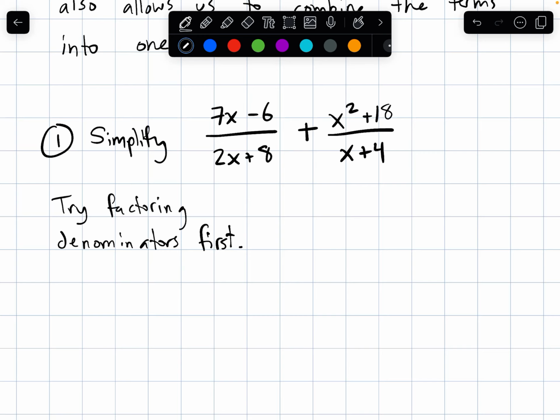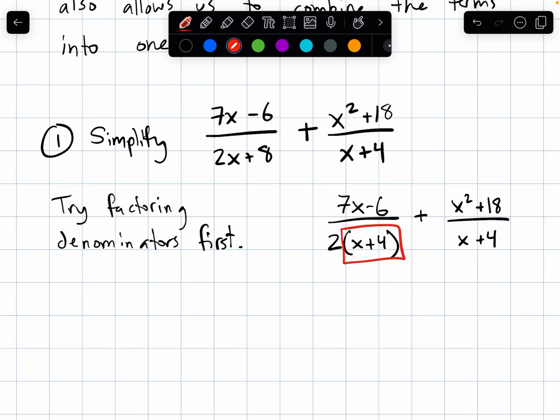All right, this is usually going to give you some good clues, making your life a little bit easier. So if I look at the first fraction, that's 7x minus 6, I could factor out a 2, leaving me with x plus 4. And the second fraction, I can't really do anything with that. There's nothing that I can factor with the x plus 4. However, when I look, I see that both of the denominators have an x plus 4 in common, which is great, right? I want the same denominator.